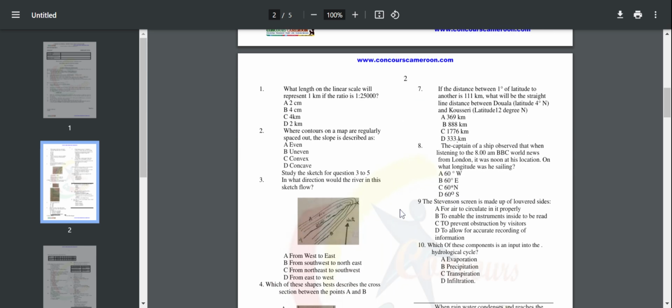So, question 1 is, what length on the linear scale will represent 1 kilometer if the ratio is 1:25,000? The answer is A.